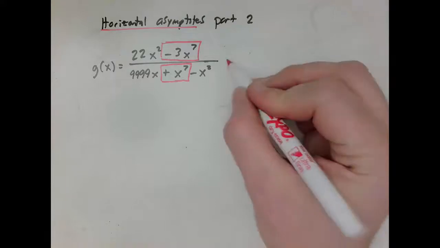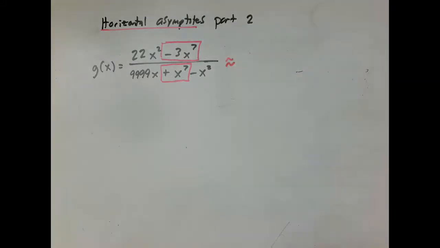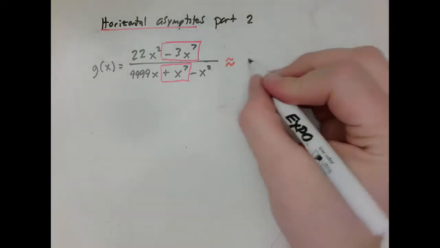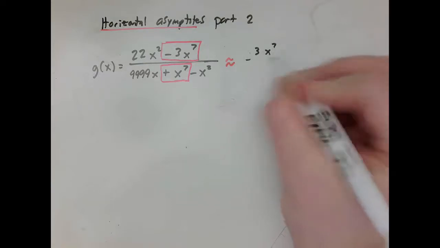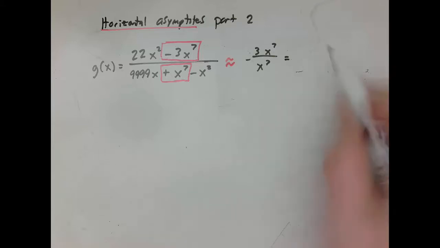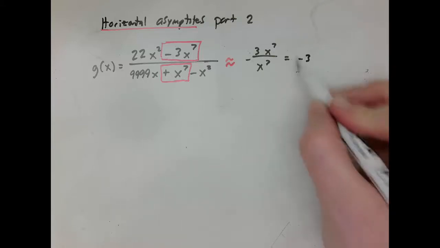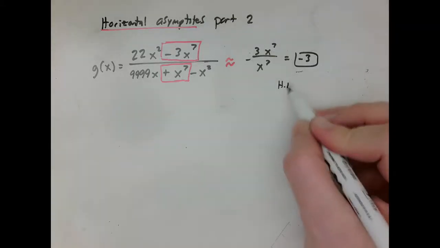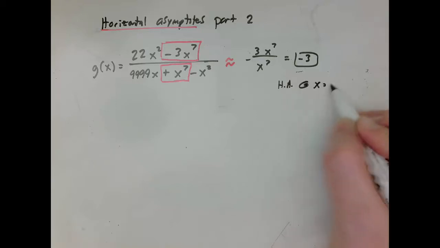Okay, so what we have is that our g function is approximately equal to negative 3x to the 7th divided by x to the 7th, which is equal to just negative 3. So that's told us that we've got a horizontal asymptote at y equals negative 3.